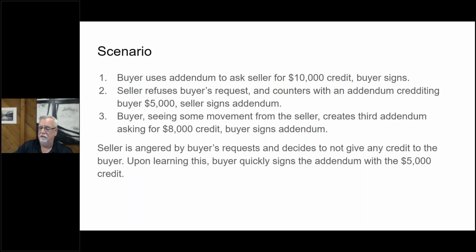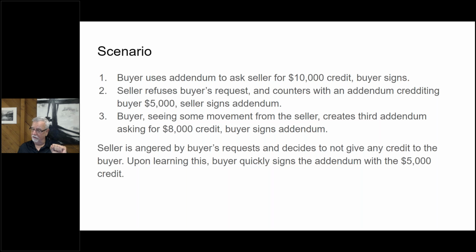It's nothing, no credit. You're getting nothing extra from me, right? So the buyer's agent gets a phone call from the listing agent, who says the seller's pissed off and isn't going to give you any money anymore, nothing. So now the buyer hurriedly signs addendum number 2, the $5,000 one, and sends it back to the seller.